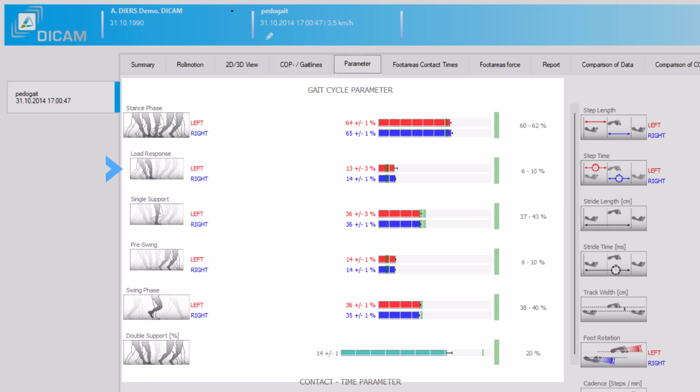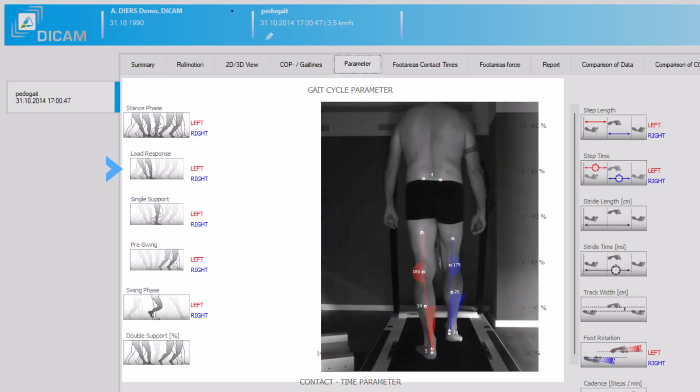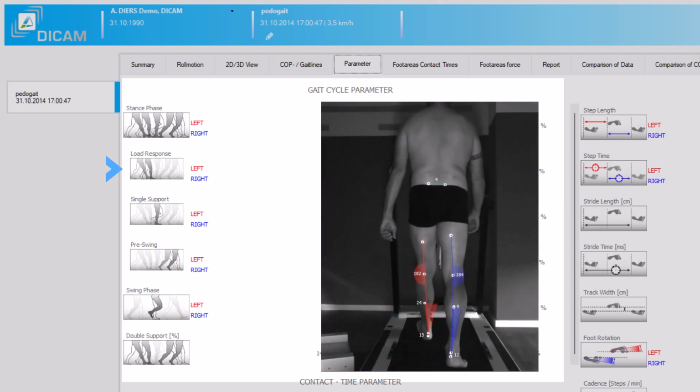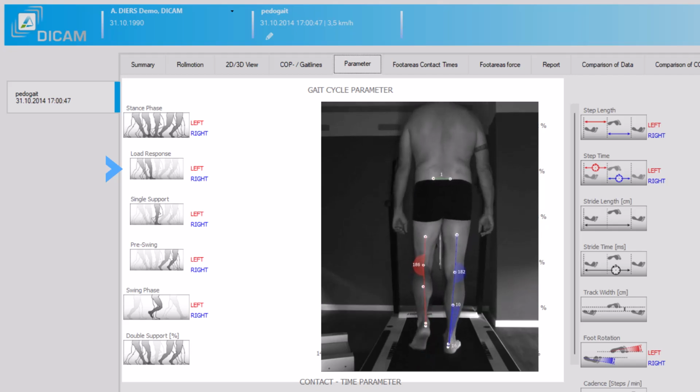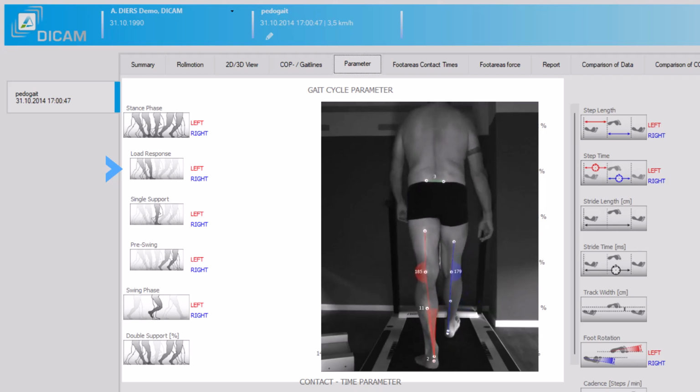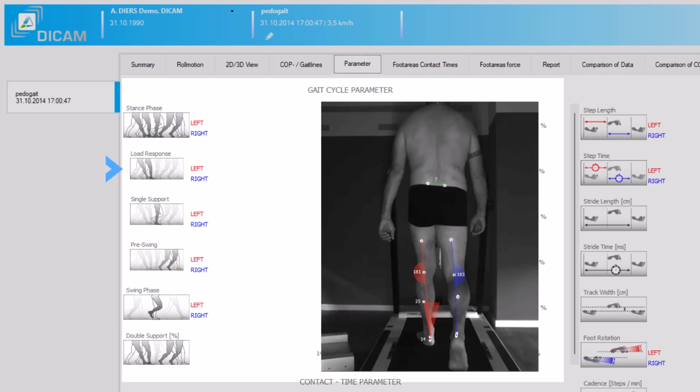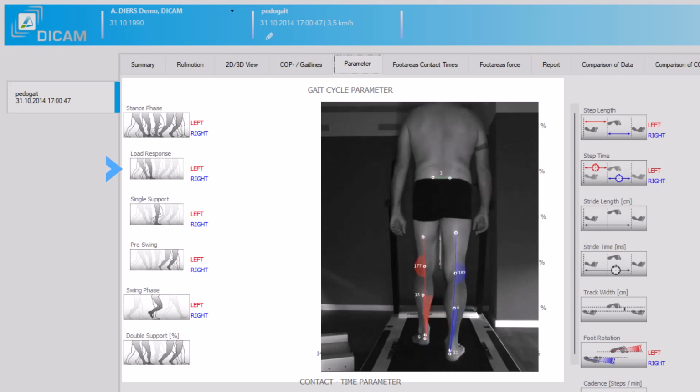Prolongation beyond this is usually associated with a delay in the push-off of the swinging leg, either as a stabilizer function for the loading response of the supporting leg, or in the case of insufficient functional plantar flexion in pre-swing of the swinging leg.